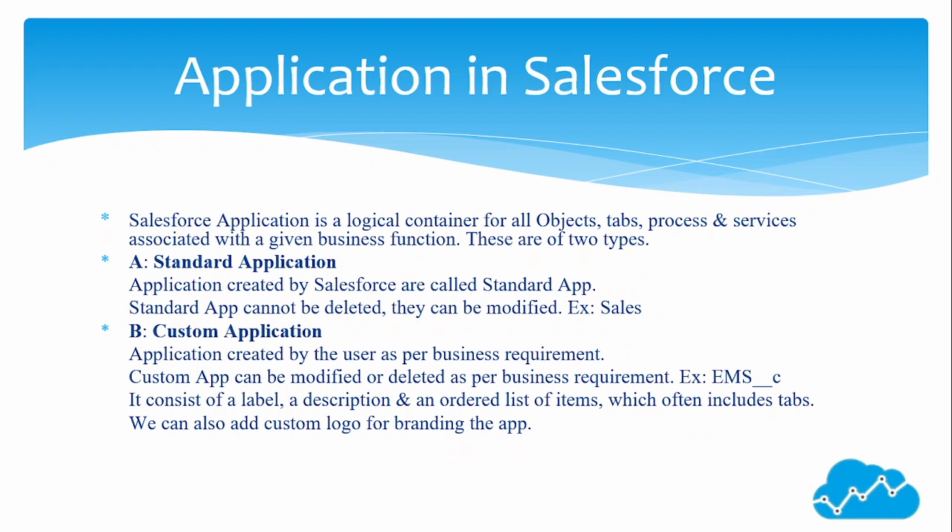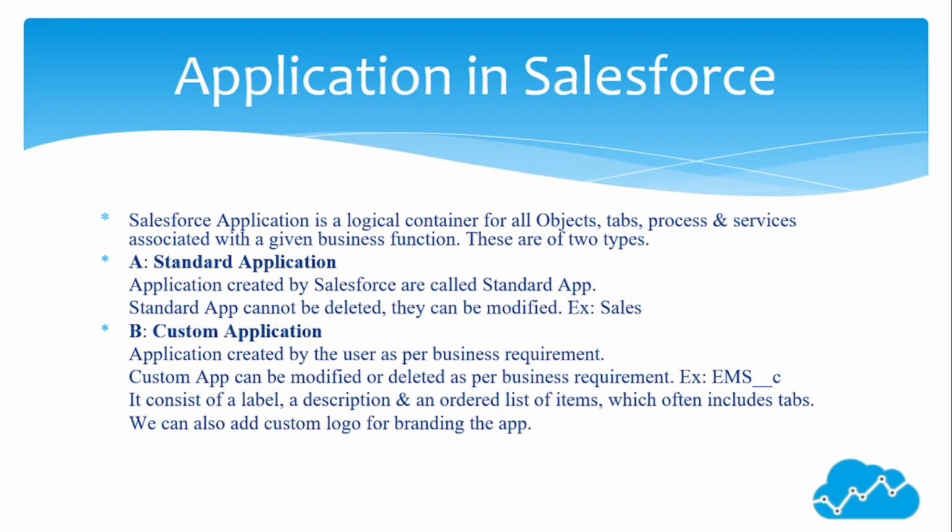Underscore C. What is this? This is the difference between a standard application and a custom application. If it is a custom application, it is denoted by or appended with underscore C. In the standard application, we are not finding this underscore C.